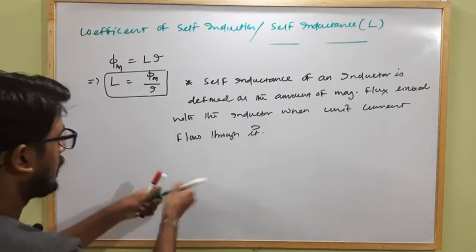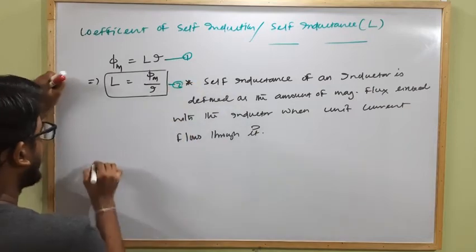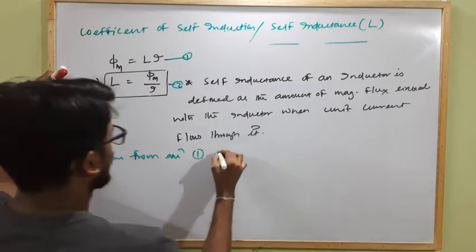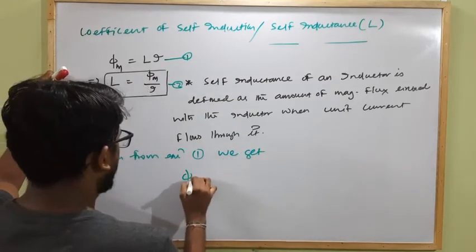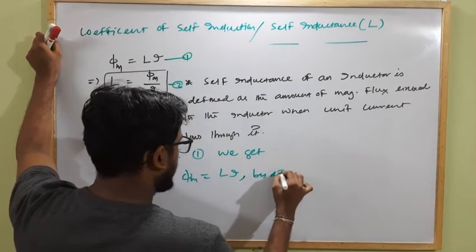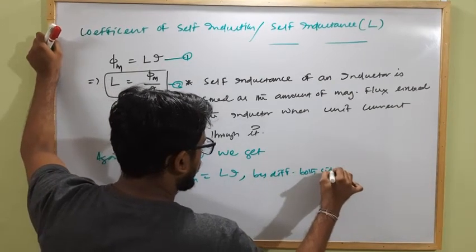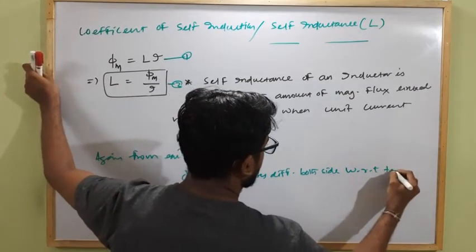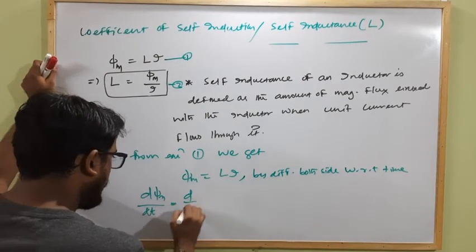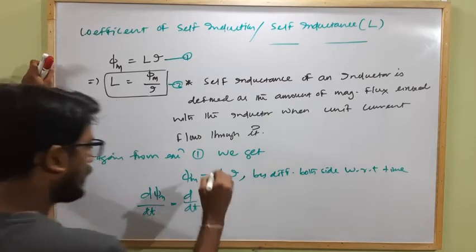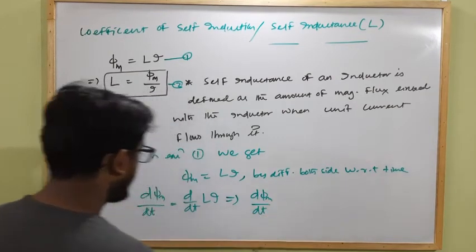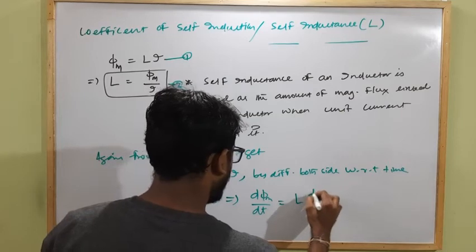Again, if this is equation 1 and this is equation 2, from equation 1 we get phi m equal to L into I. By differentiating both sides with respect to time, we get d phi m by dt equal to d by dt of L into I. This implies d phi m by dt will be equal to L, a constant, into di by dt.